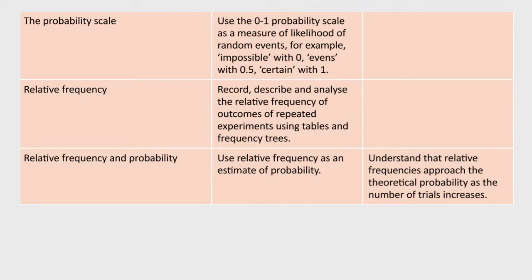This is typically going to be a number line which ranges from 0 to 1, or it could even be 0 to 100%, and you would have to be able to put events on this probability scale in order from impossible at 0 up to certain at 1, with 0.5 in the middle being evens.